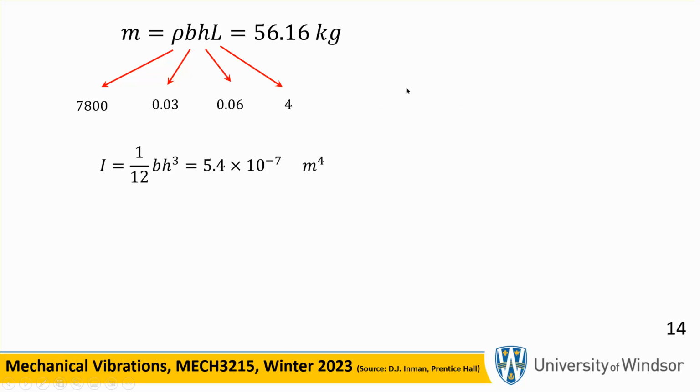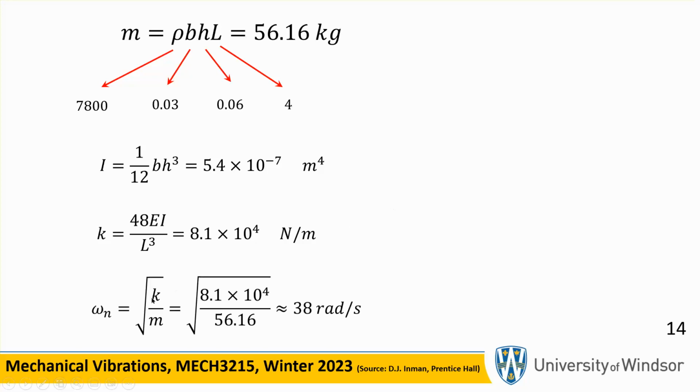Now, you need the I, because to find the stiffness, you need I, 1 over 12 B H cubed. I think B is 0.3 and H is 0.6. You plug it in, you're going to get this number. So the stiffness is, based on the formula here for a simply supported beam loaded right in the middle, that number. Now, what's the natural frequency? Square root of K over M. You put the stiffness that we just calculated divided by mass, and it is this. So if the speed of the motor translates to 38 radians per second, you're in trouble.